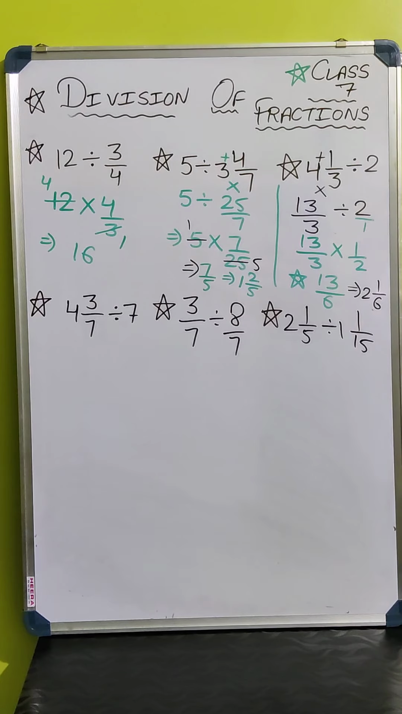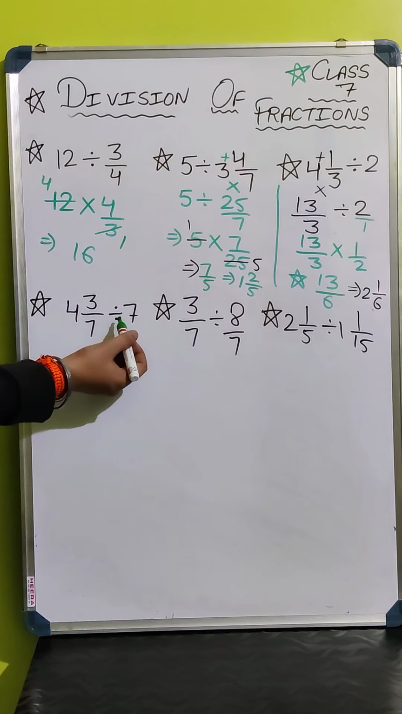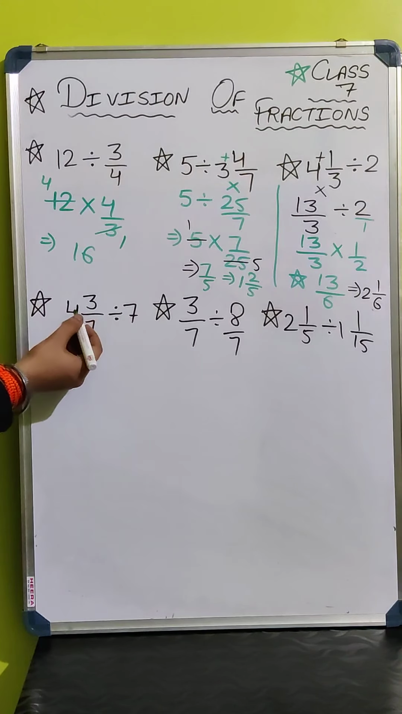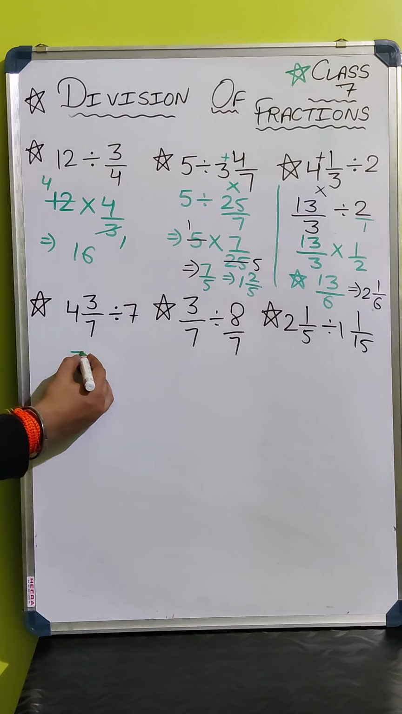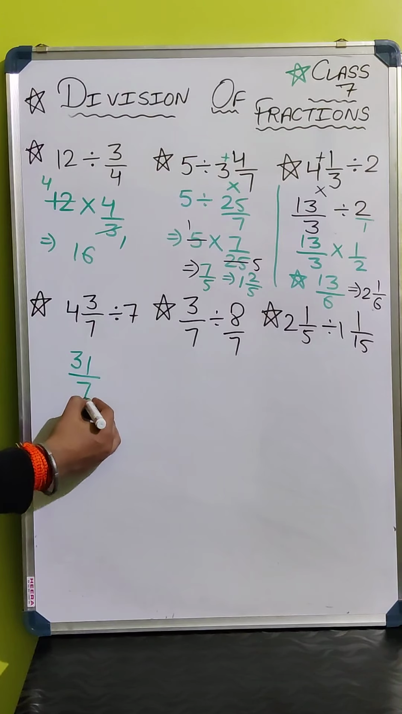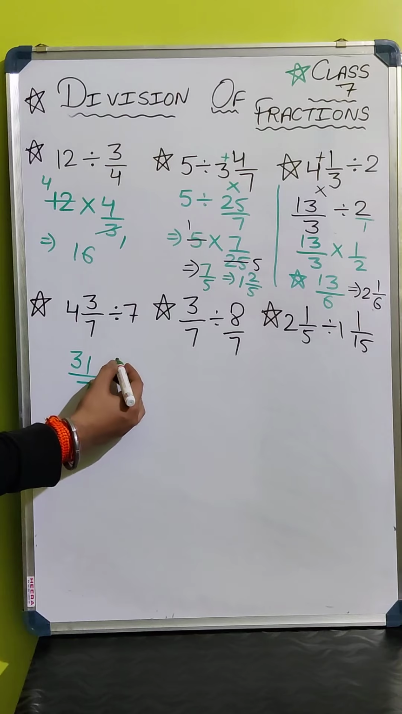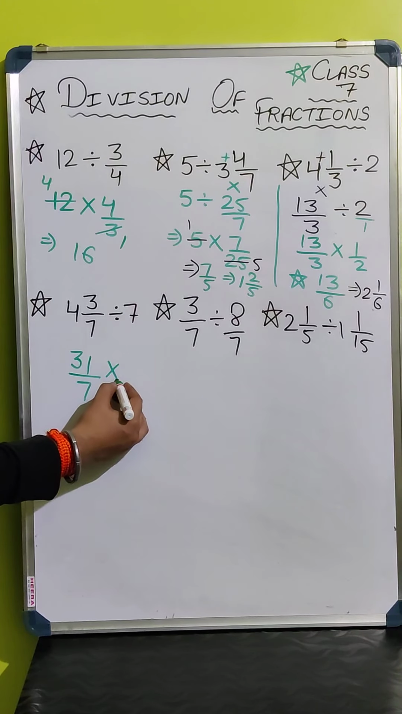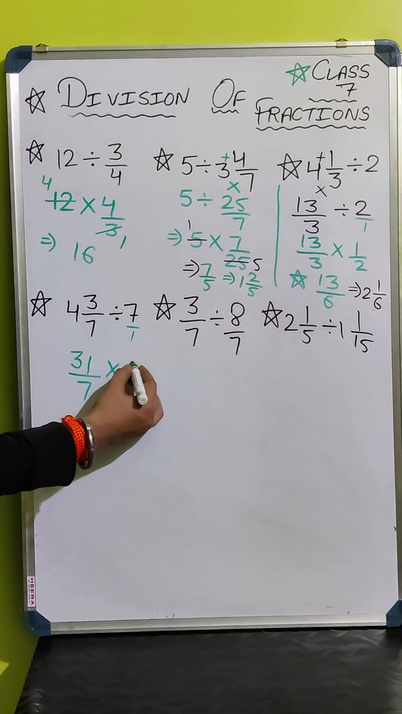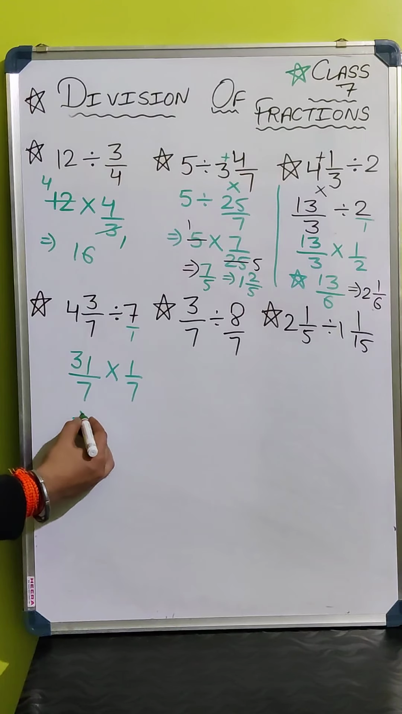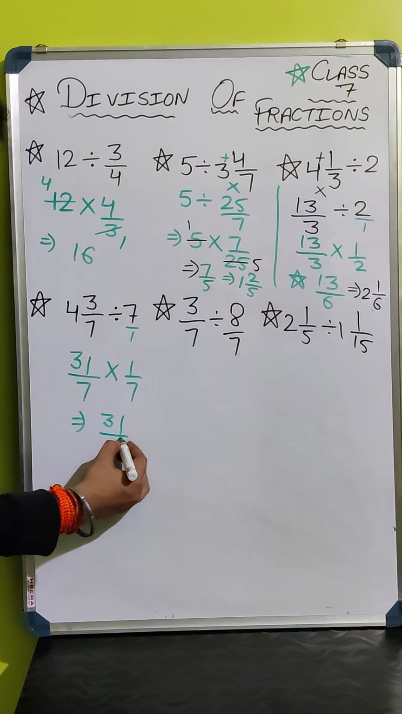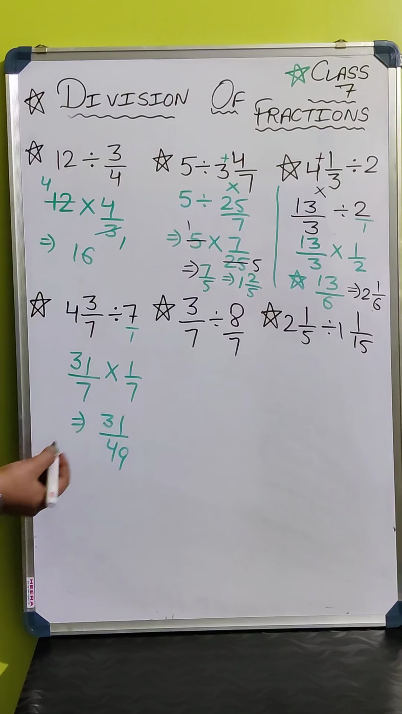Now again comes the next example, that is 4 whole 3 by 7 divided by 7. First of all write down: 7 4s are 28, and 3, 28 and 3 is 31, divided by 7. So directly multiply by 1 by 7. What will be the answer here? 31 1s are 31, 7 7s are 49. This is a proper fraction, so no need to convert this into a mixed number.